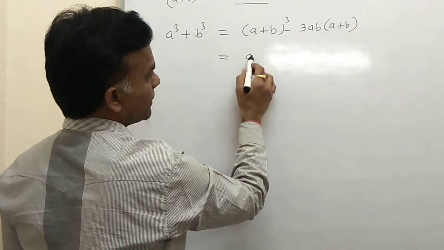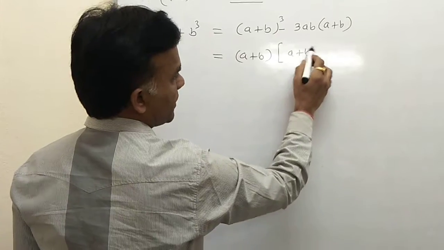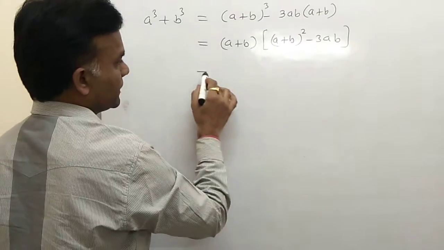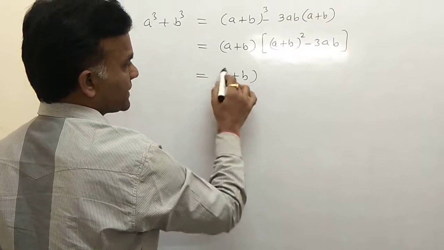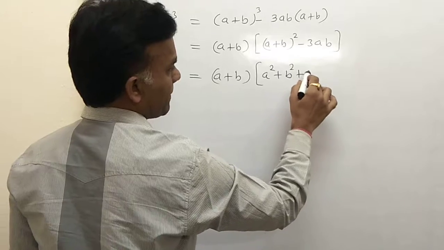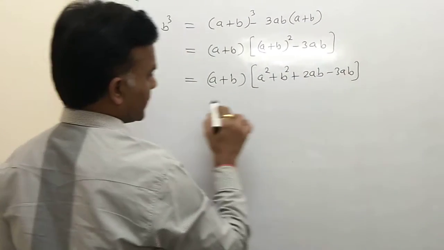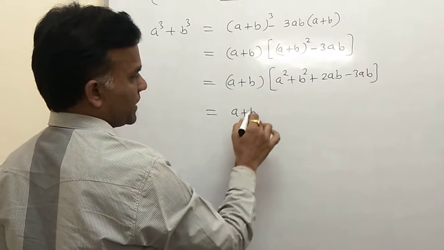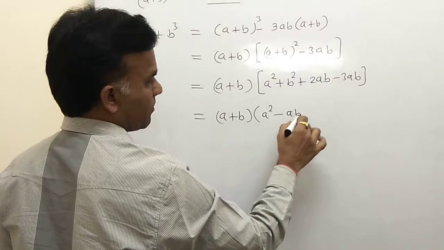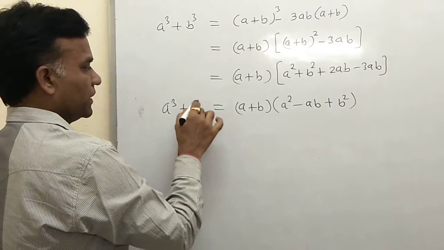Then (a + b), which is common, so (a + b) into ((a + b)² minus 3ab). Then (a + b) you put as it is, and (a² + b² + 2ab), open this bracket, and then minus 3ab. So (a + b) into (a² minus ab plus b²). Okay, so this is the another form.